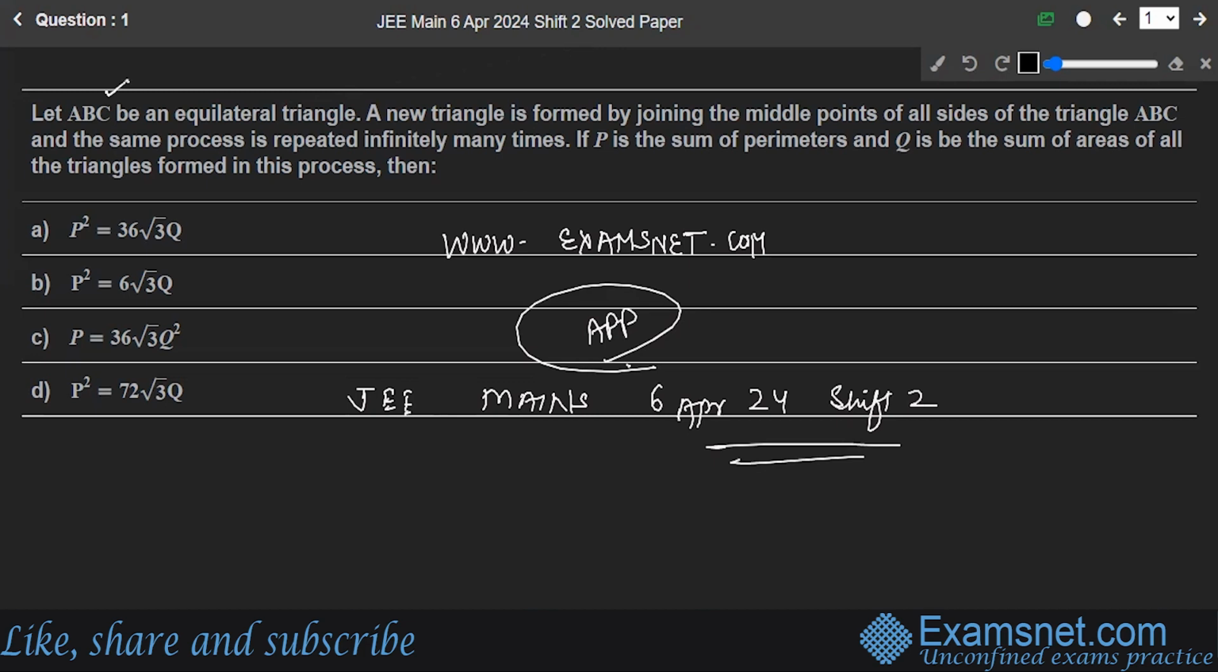It says let ABC be an equilateral triangle. A new triangle is formed by joining the middle points of all the sides of the triangle ABC, and the same process is repeated infinitely many times. If P is the sum of perimeters and Q is the sum of areas of all the triangles formed in this process, then let's make the figure to understand this.